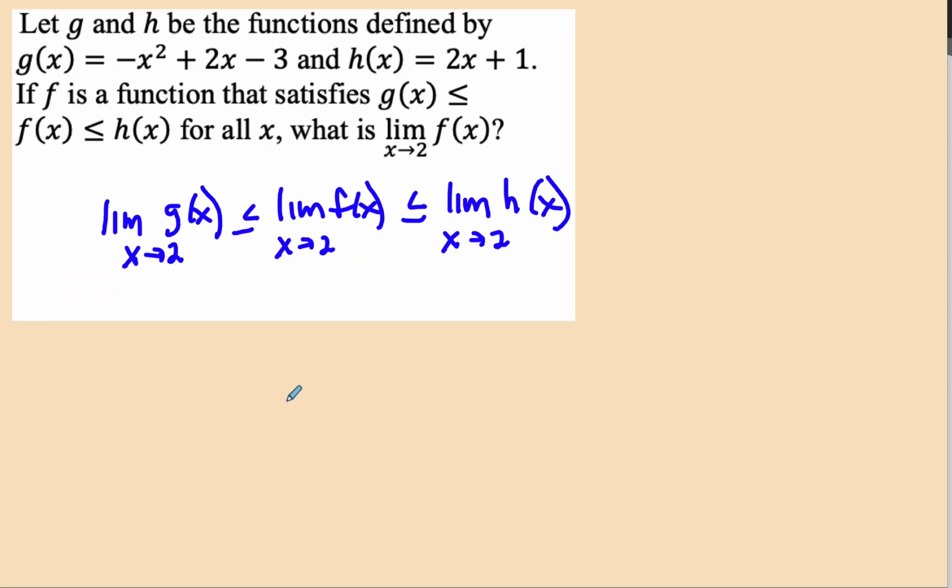Okay, let's go ahead and take a look at this next example. We have two functions, and we're being told that g of x is less than or equal to f of x, which is less than or equal to h of x. So this is less than this, as long as we're close to the number 2. So let's go ahead and find the limit of g of x at 2. At 2, this will be -4 plus 4 minus 3. So this limit will be -3. And then this limit will be 2 times 2, which is 4, plus 1, and this is 5. So we have this situation.